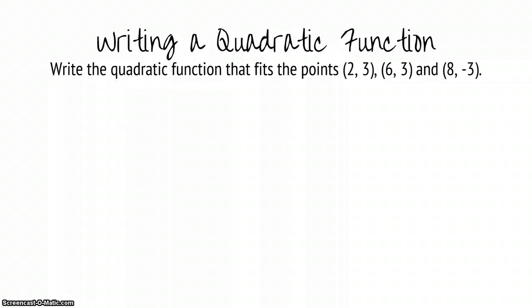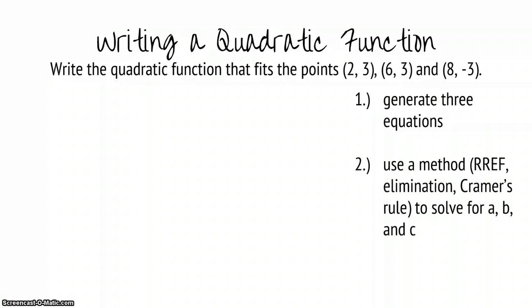Here's how we're going to go about doing it. First of all, we're going to generate 3 equations. If we're looking for a, b, c, 3 variables, then we need 3 equations, right? It's kind of a rule. When we're working with systems, the number of variables you're solving for should equal the number of equations that you have, and vice versa.